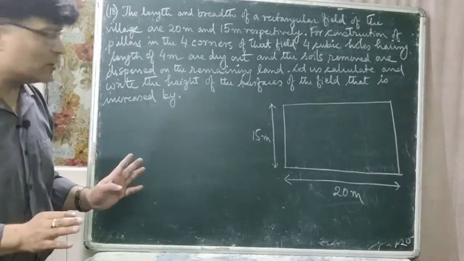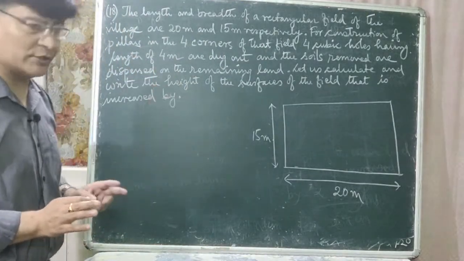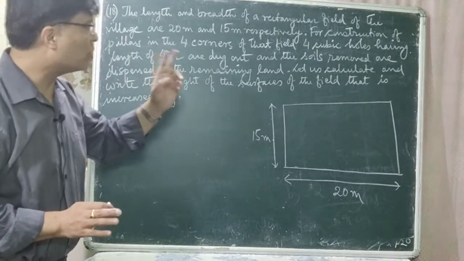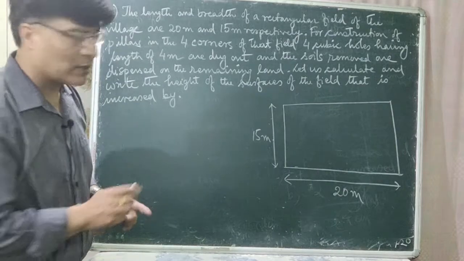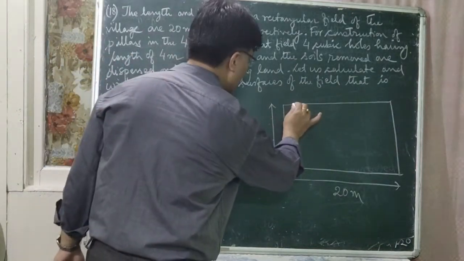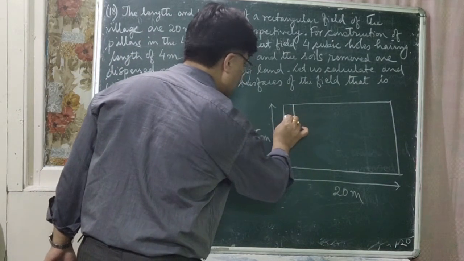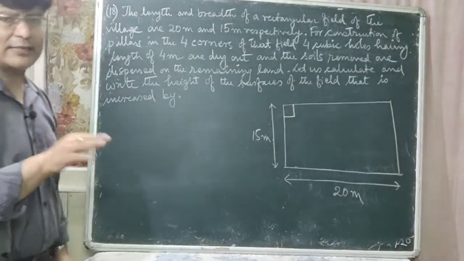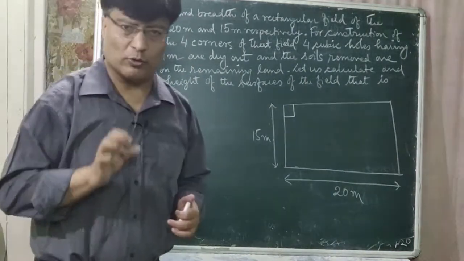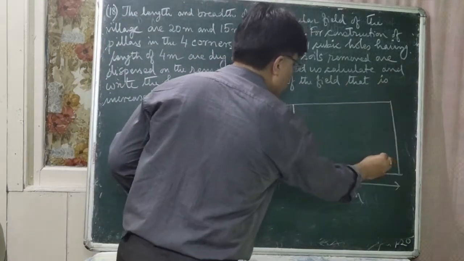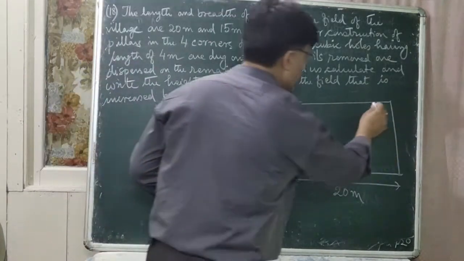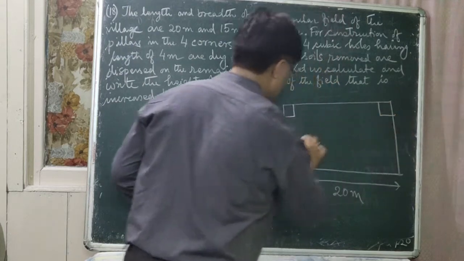ठीक छ? So for this, 4 cubic holes having length of 4 meter are dug out. त यहाँ corner मा, यो कुना चारटा corner मा चाहिँ चारटा cubic hole बनायो. चारटा cubic hole भनेको चाहिँ cube shape को. ठीक छ? त यहाँ कुनामा चाहिँ 4 cubic holes are made. बुझ्यो? यहाँ 4 cubic holes बनाउँदैछ.